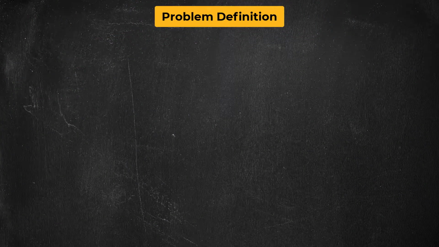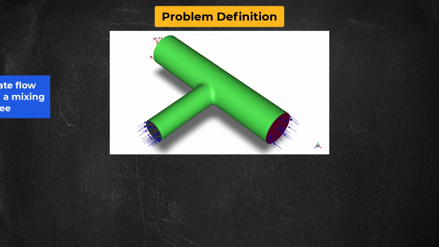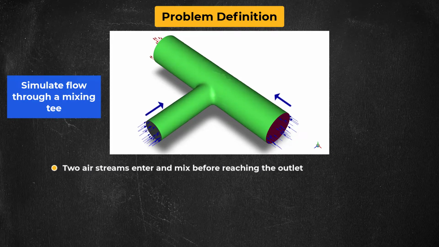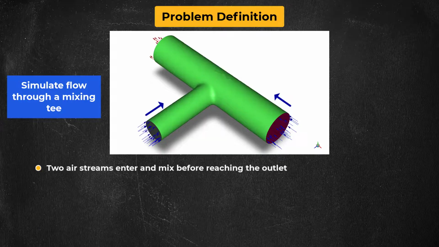Before we begin with Fluent, let's get a clear idea of the problem being solved. In this demo, we will simulate flow through a mixing tee. There are two air streams entering the mixing tee and they have different temperatures, different velocities and are going to mix before reaching the outlet.